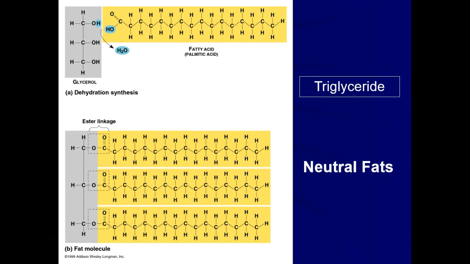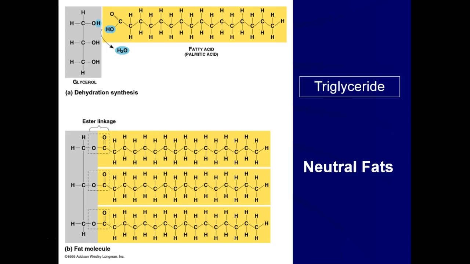Now, we use dehydration synthesis as a way to join those fatty acids to the glycerol backbone. So a water has to be removed. You can see in this case, we have a hydrogen from glycerol and a hydroxyl group from the fatty acid. They form water, so that's a dehydration reaction. And it forms a strong covalent bond between the fatty acid and the glycerol.